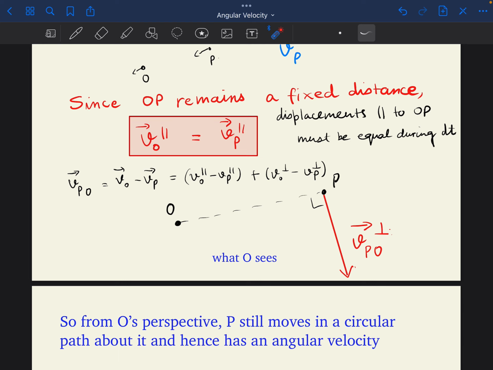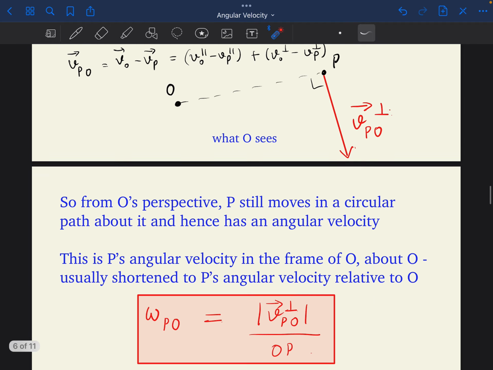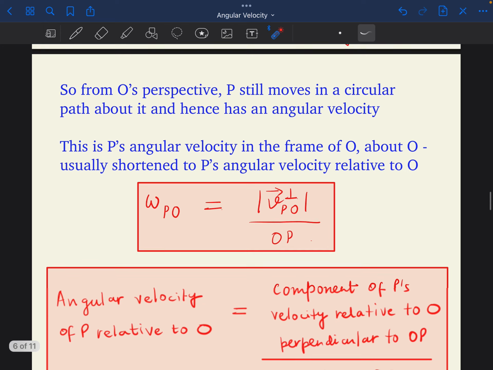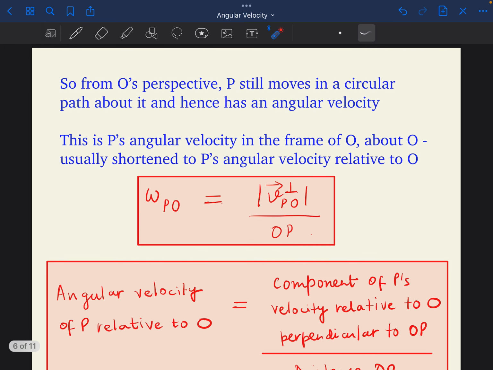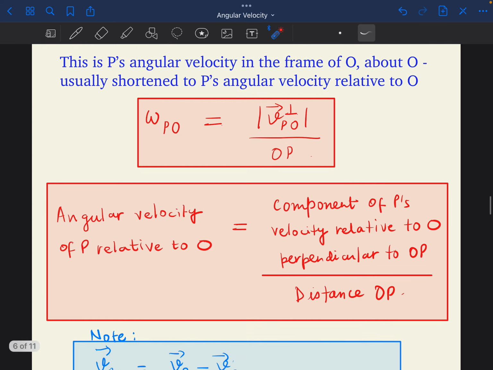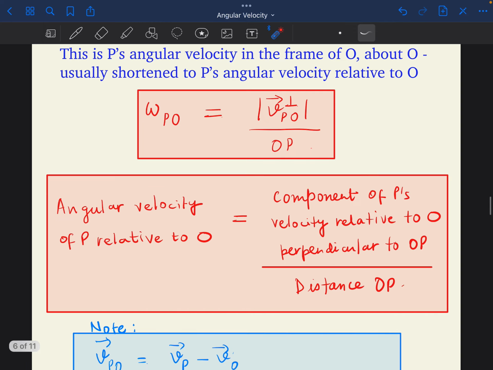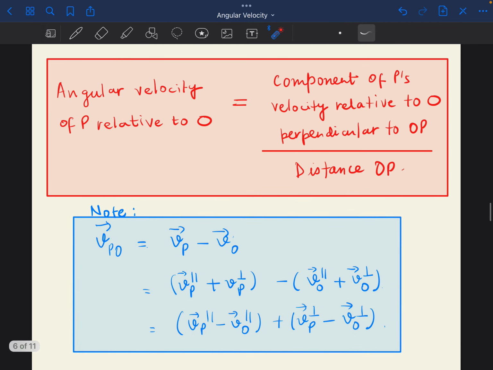So it should not feature the parallel component. This parallel component will be there and can be there, but it does not feature in the angular velocity definition because it does not change the orientation of OP. It does not contribute to the change of orientation, or what we call rotation, of OP, the line segment. So the component of P's velocity relative to O, perpendicular to OP, if you divide only that by the distance OP, you will get the angular velocity of P relative to O. That makes sense.